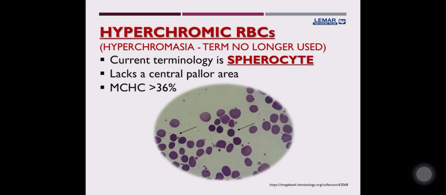Hyperchromic. According to Shula, hyperchromic or hyperchromasia is a term no longer used. The current term used is spherocyte. Spherocytes are red cells that are small, but even though they are small, they are hyperchromic. No pallor, MCHC value greater than 36%.